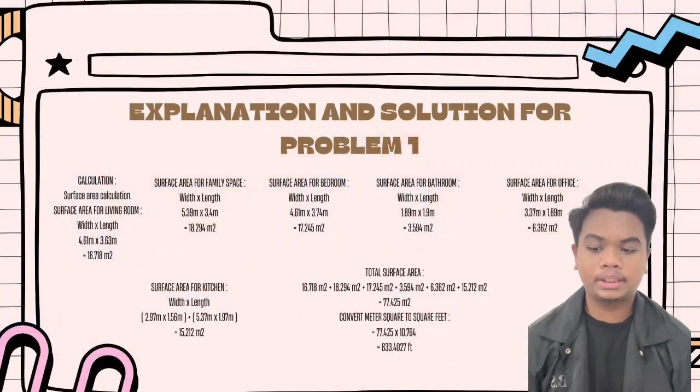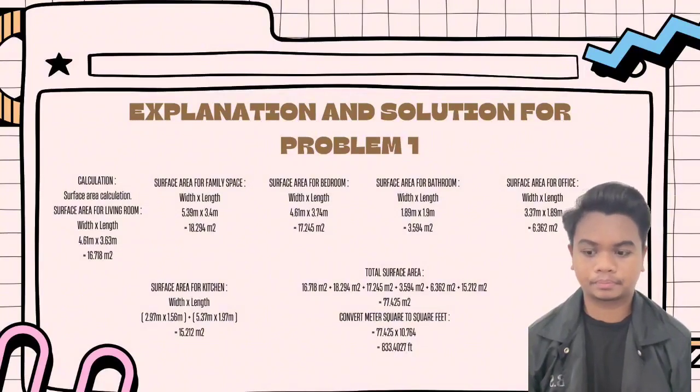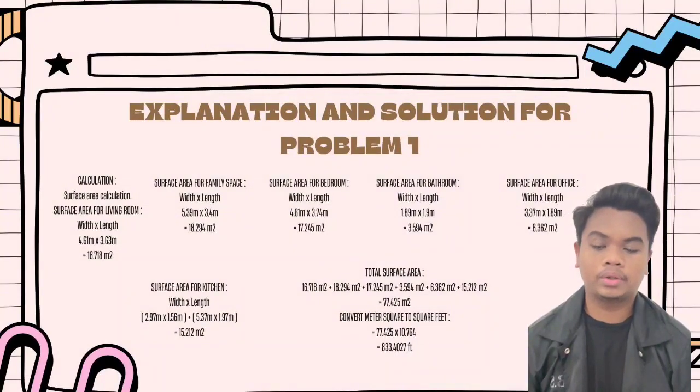Okay, so now I will explain our solution to the problem for this part. The first calculation is the surface area calculation. Surface area for the living room, we use the formula width times length. So 4.61 meters times 3.63 meters, we get 16.718 meters square.